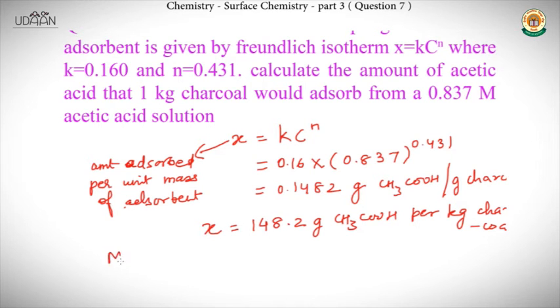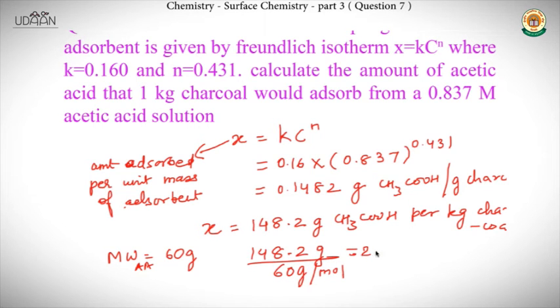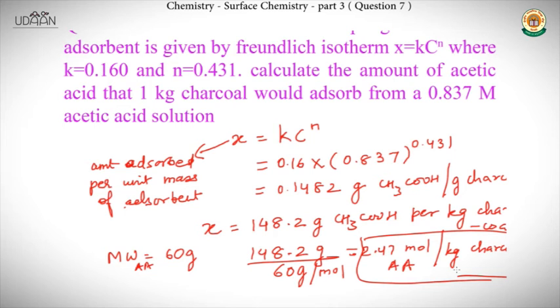Now I know the molecular weight of acetic acid is 60 gram per mole. So I can calculate the number of moles of acetic acid per kg of charcoal, which will be 148.2 by 60 gram per mole. So I will get 2.47 moles of acetic acid per kg charcoal. So I found the answer in terms of mole per kg and also gram per kg.